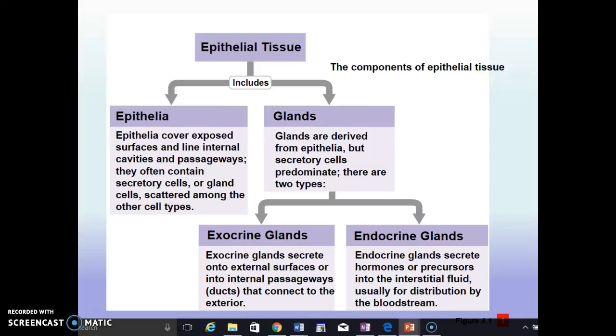divided into 2 types. The first type secretes through a tube or duct that opens up to the surface. An example would be a sweat gland. Sweat glands are in the skin and secrete this sweat through a duct that opens out to the surface of the skin. Endocrine glands secrete hormones into the bloodstream. An example would be the pancreas.